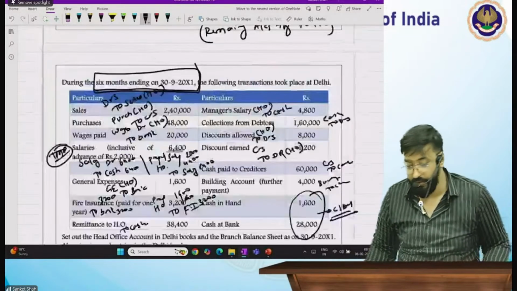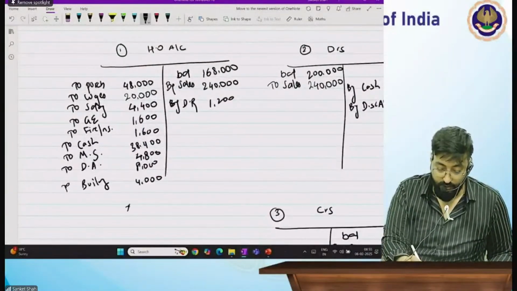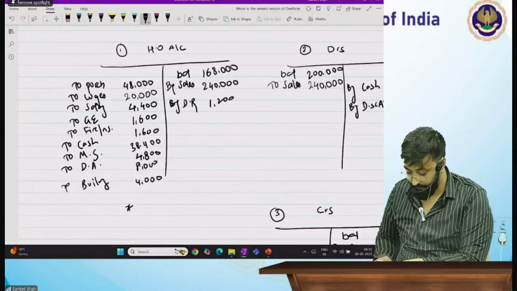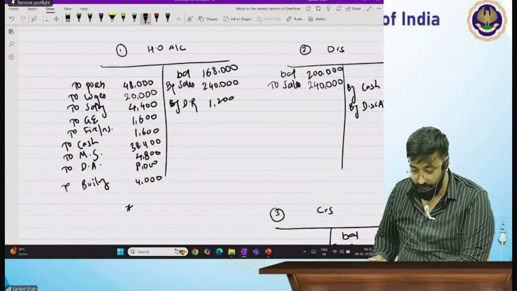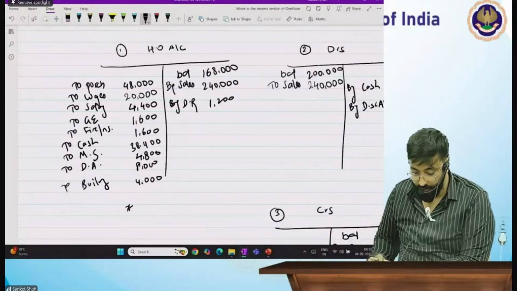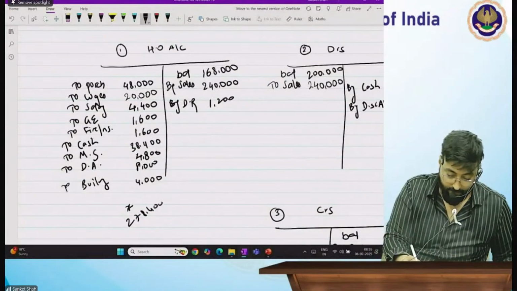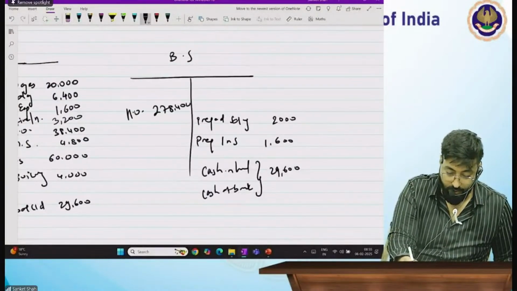In exam separately, yeah? Yes. Over. Yes, sir. Chalo, close HO account now. 2,78,800. 168 plus 240 plus 1.2 minus 48 minus 20 minus 4.4 minus 1.6 minus 1.6 minus 38.4 minus 4.8 minus 8 minus 4. How much? 2,78,400. In HO balance sheet, we will write 278 400.